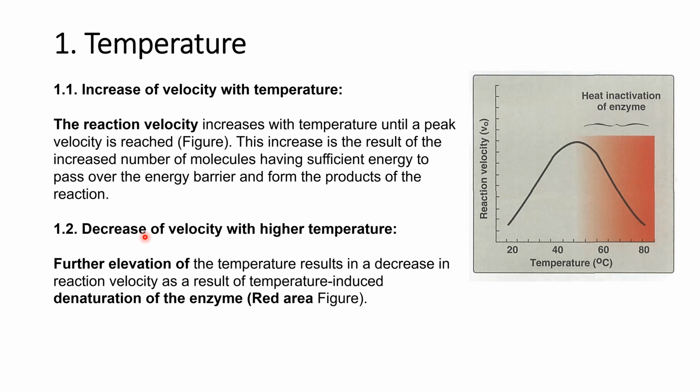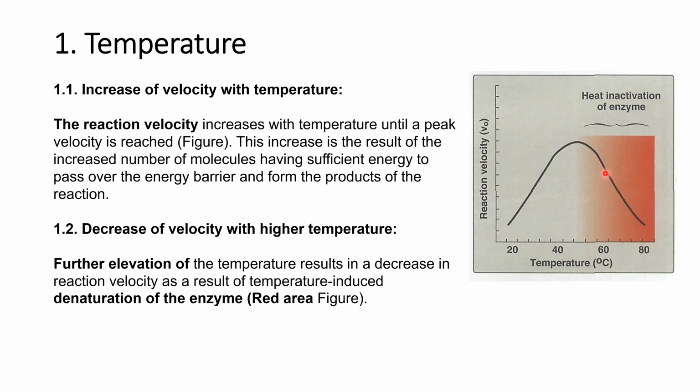But what else? The decrease of velocity with higher temperature. This is the second point. This is the degree of temperature at which we attain the maximum reaction rate or maximum enzymatic activity of a certain enzyme. But if we exceed that limit of the enzyme by further increasing the temperature, let's say from 50 up to 80, that has been plotted with the red area.